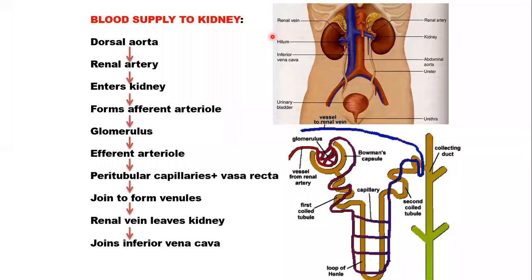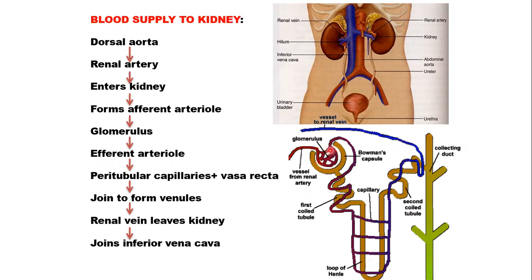So now we are going to discuss blood supply to the kidney. As we know, the kidney receives the renal artery. You can make out in the diagram, can you see there is a renal artery? This renal artery is a branch of the dorsal aorta. Can you see the dorsal aorta? Okay, this is the dorsal aorta. The dorsal aorta has a branch called the renal artery. The renal artery is going to enter your kidney. It is going to divide to form the afferent arteriole. Can you see this is the afferent arteriole?